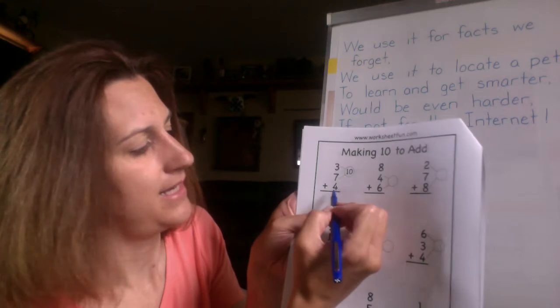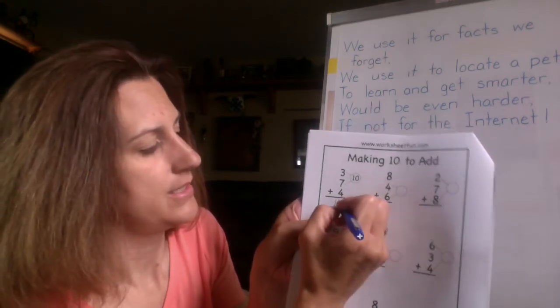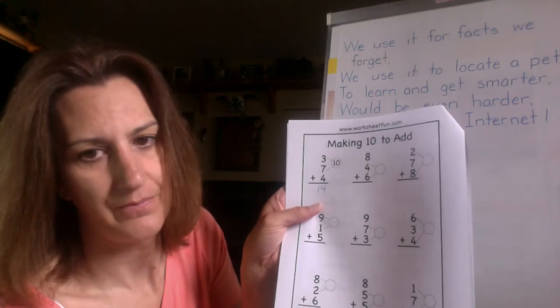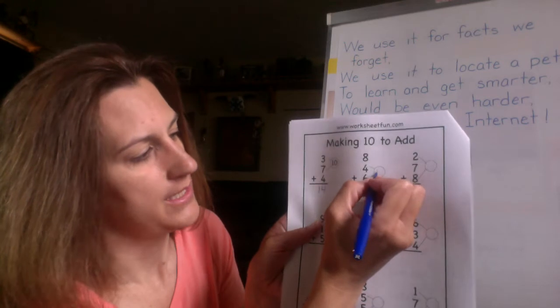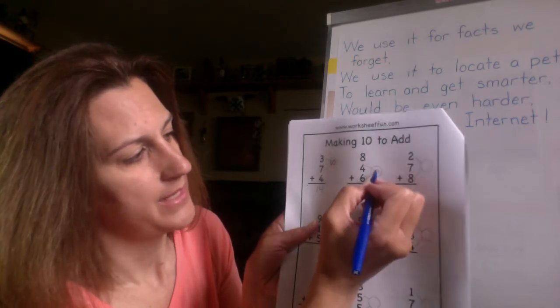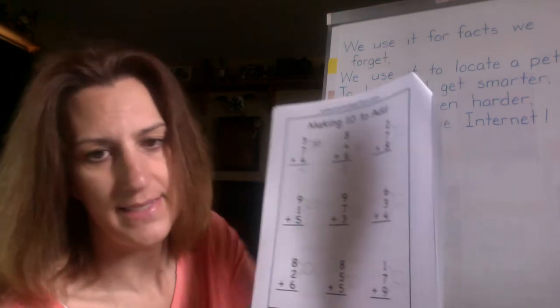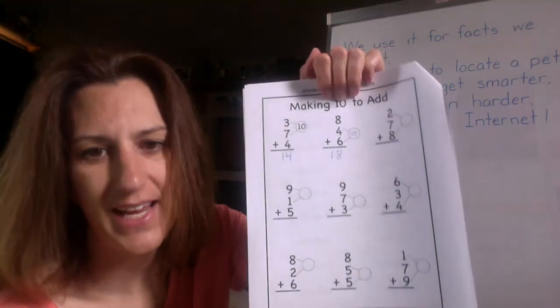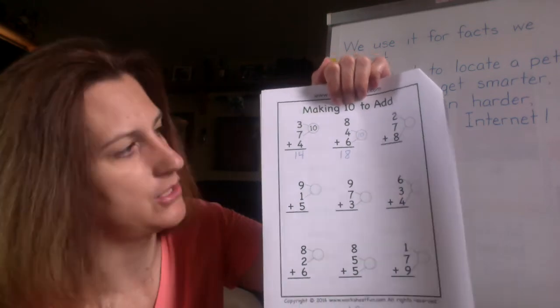You can see on this first one, they did 7 plus 3 equals 10. So that means 10 plus 4 would equal what? 14. And I would get my answer. If I look here, 6 plus 4 is going to equal 10. Then 10 plus 8 is going to equal 18. So again, just finding that 10 really helps in being able to add these three numbers.